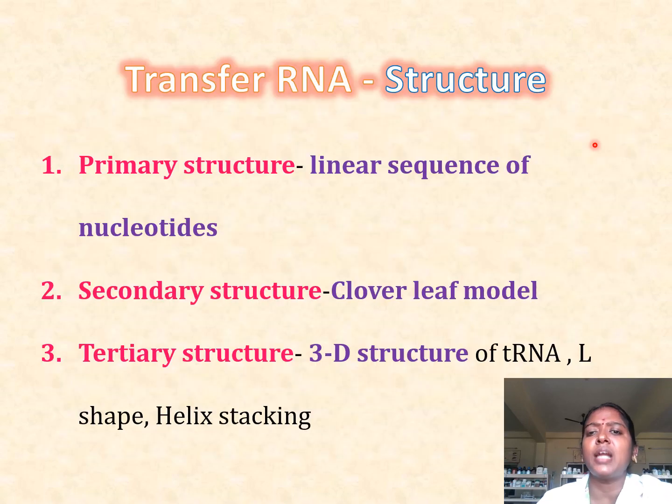Moving on to the structural aspects of transfer RNA. Transfer RNA structure is classified into three types, namely primary structure, secondary structure and tertiary structure. The primary structure will have a linear sequence, and the secondary structure is similar to a clover leaf and is named the clover leaf model, and the tertiary structure will be a three-dimensional structure which is seen to be in L shape.